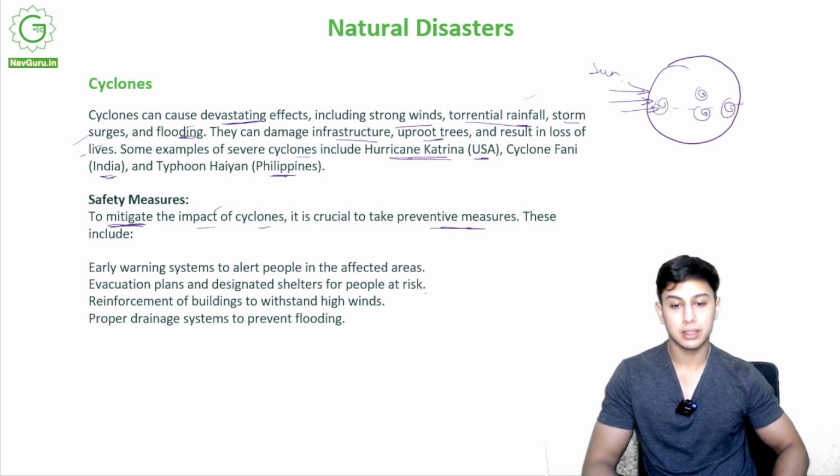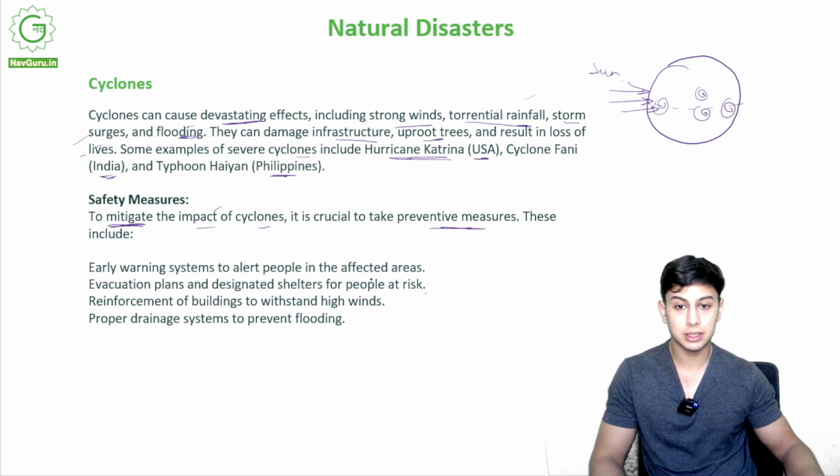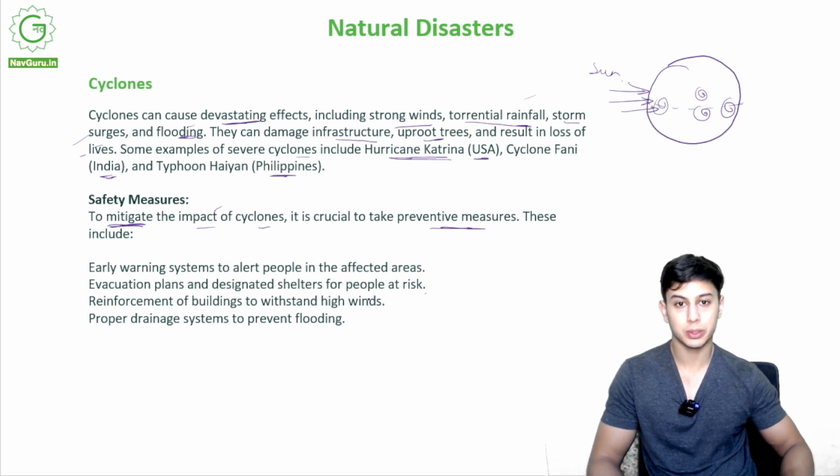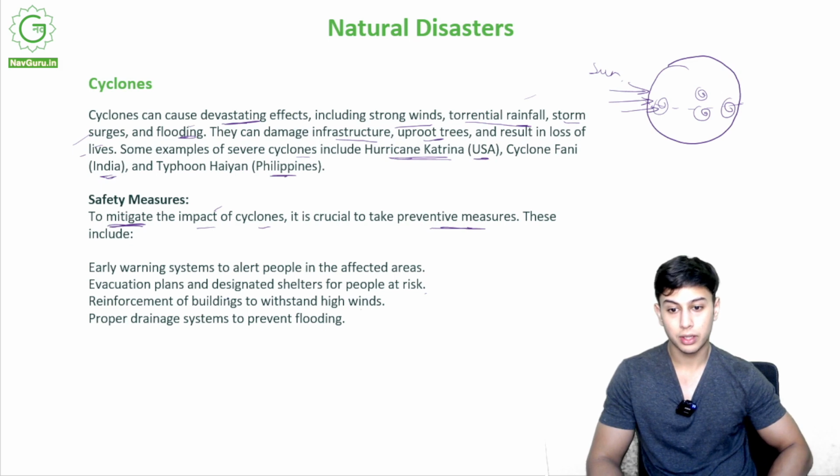And they will make shelters for them, they will make proper infrastructure for them to safeguard themselves in basements, in bunkers, right? They would move to other states until the cyclone has passed. Reinforcement of buildings to withstand high winds. So we can reinforce the buildings, we can make them stronger so that they don't wash off in cyclones.